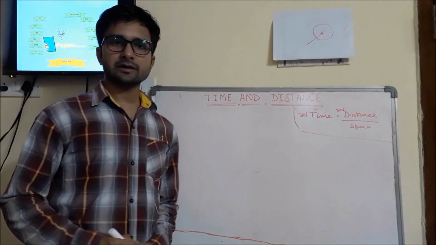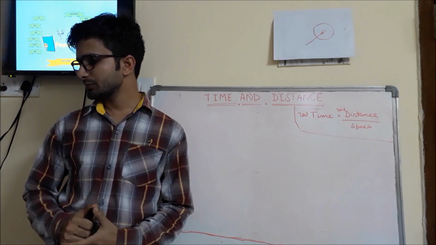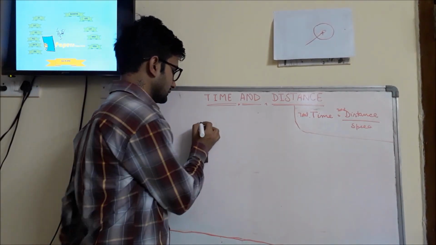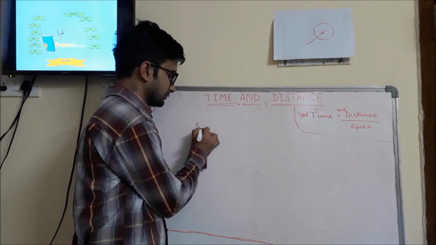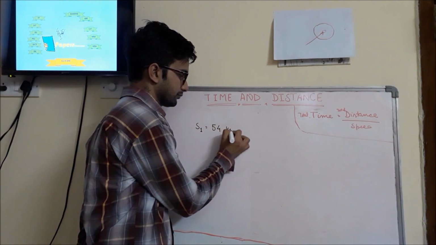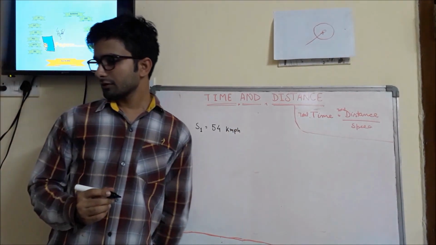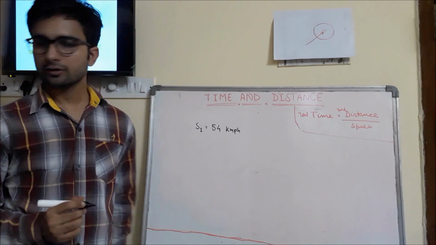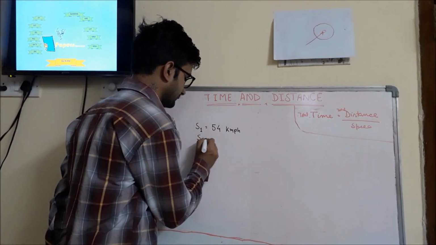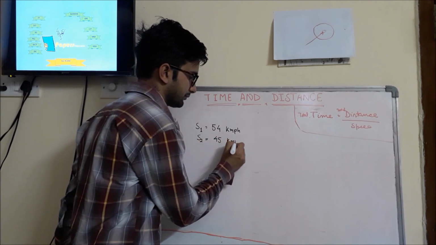So guys, let's move to our next question. The question says, excluding stoppage, the speed of the bus is 54 km per hour. So the speed without stoppage is given as 54 km per hour. And including stoppage, it is 45 km per hour. So S2 I will take with stoppage. This is 45 km per hour.